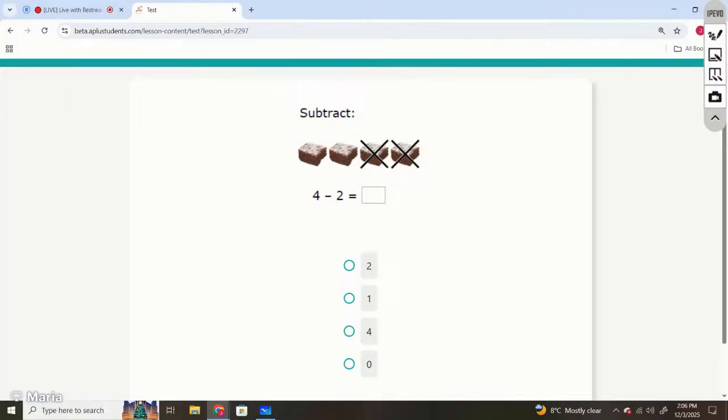4 take away 2. So you need to count the ones that are not crossed out. So which is the correct option? 4 take away 2 is 2. The ones that are not crossed out is 2. Option number 1 is the correct option.